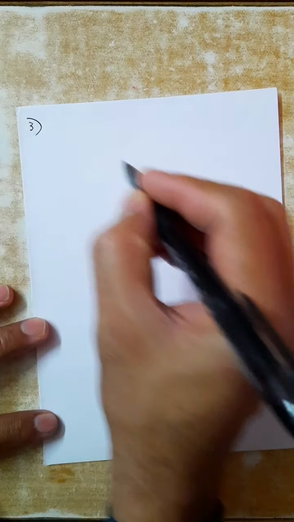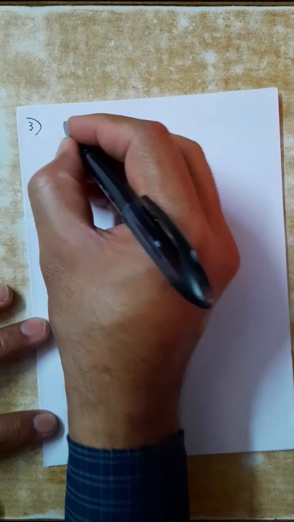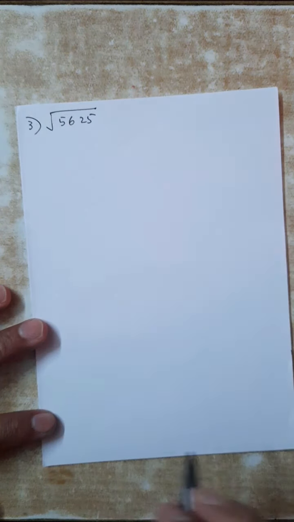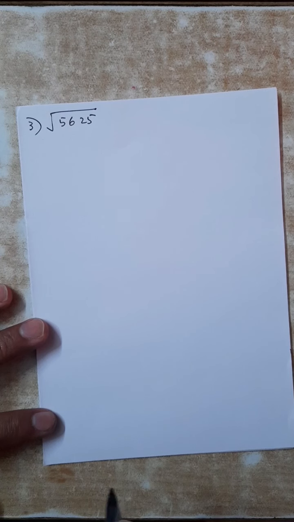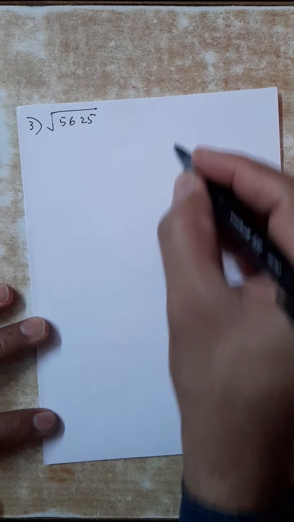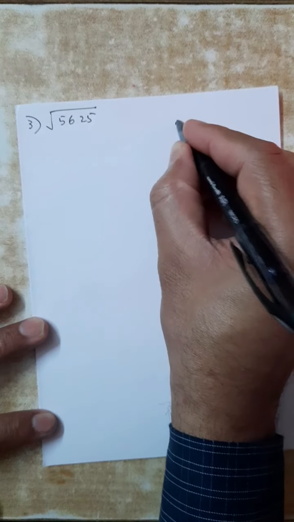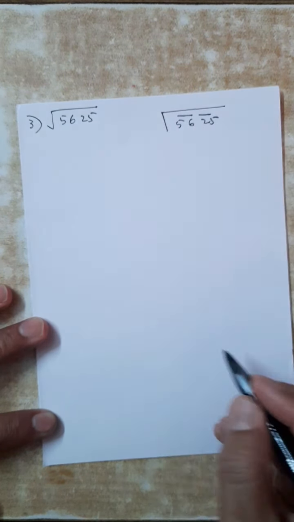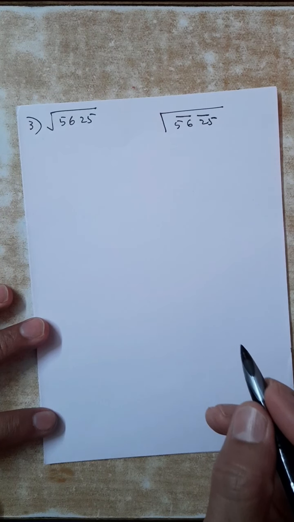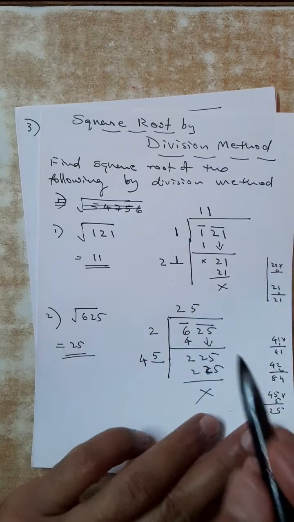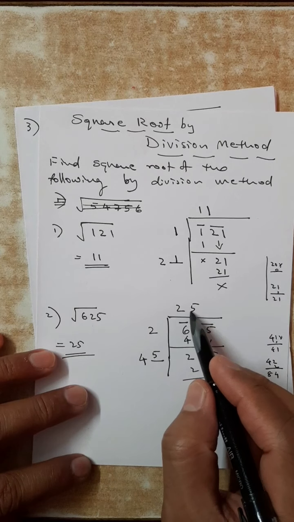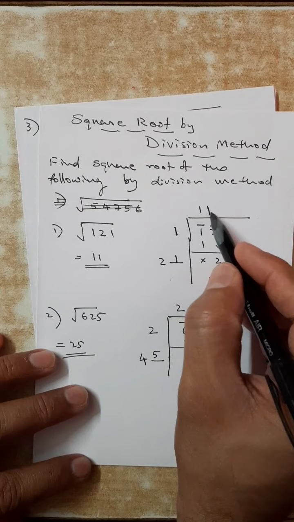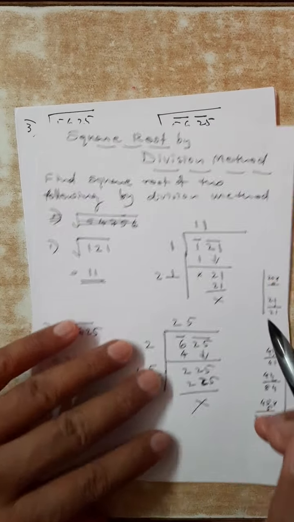Another question. Square root of 5625. Little more big number. So how many groups? 5 6 2 5: 25, 56, 2 groups. You might have noticed one more thing. 2 groups here, so the answer also is having 2 digits. 121 is 2 groups, so the answer you can see is a 2 digit number.